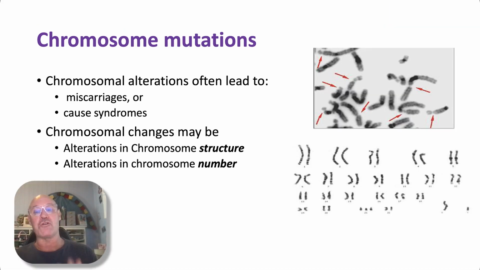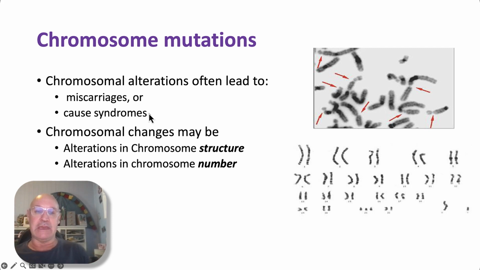And now we're talking about chromosome mutations. So when it's a mutation of a gene, it only affects the expression of that one gene. But remember, chromosomes might have thousands of genes. So if you have a mutation of a whole chromosome, then it's going to potentially affect all of the genes on that chromosome. And that's why we talk about chromosomal disorders causing syndromes.